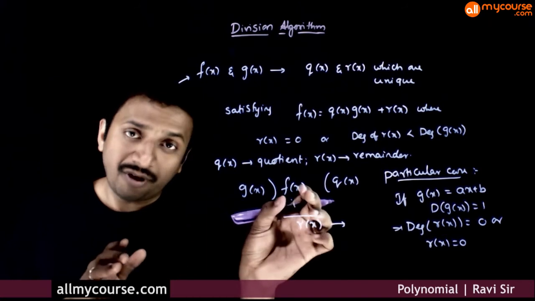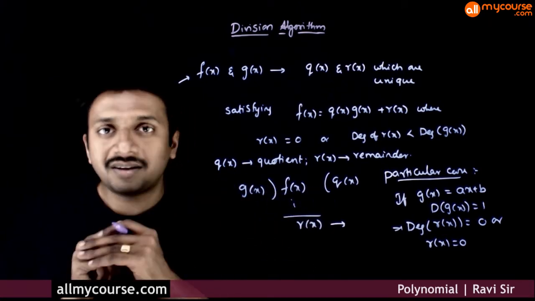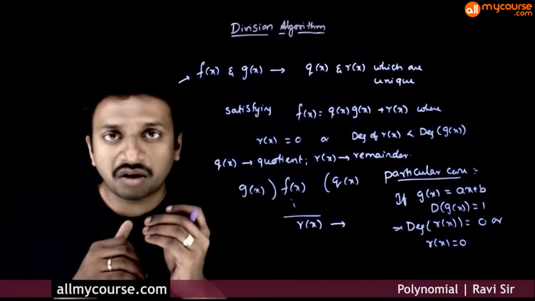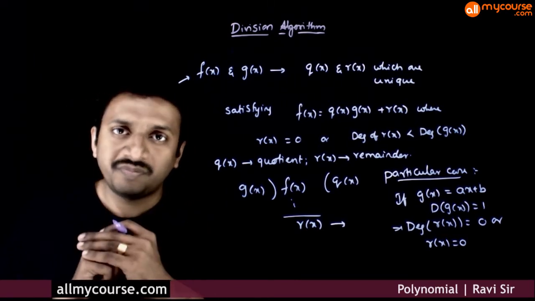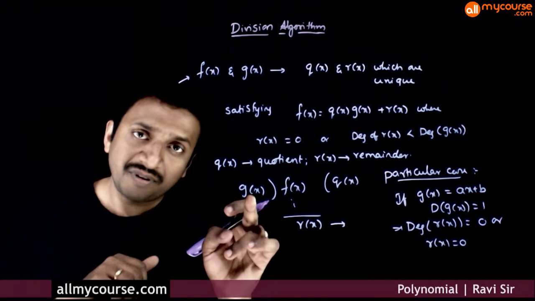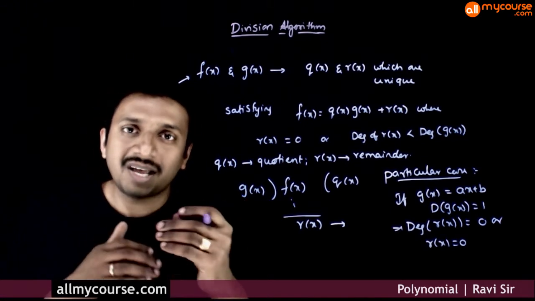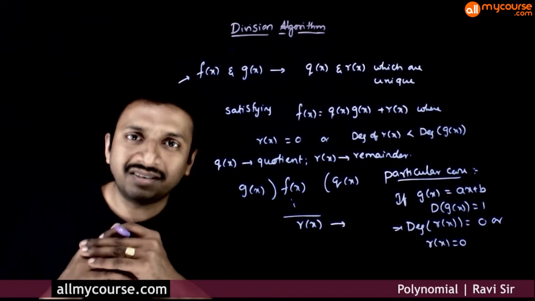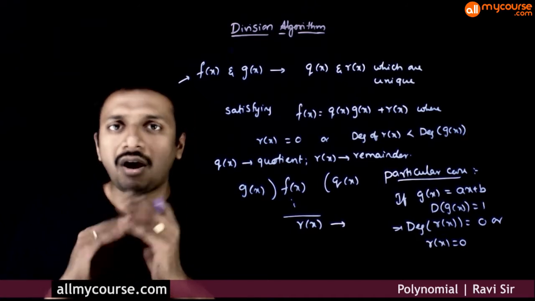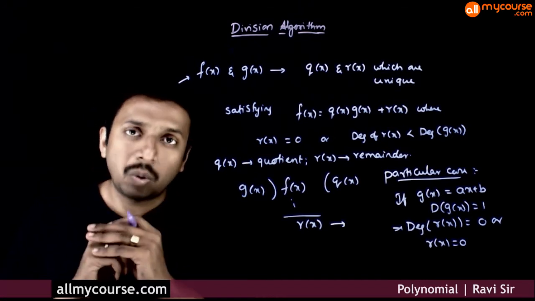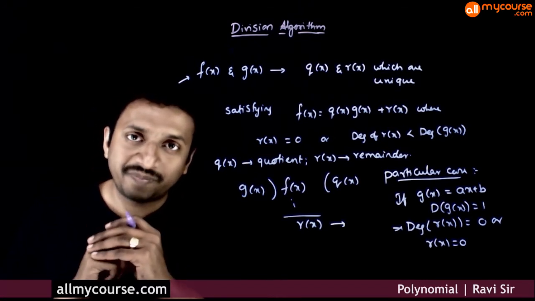If f of x is divided by a quadratic, then the remainder can be a linear or a constant or a 0. You have three options. If the divisor is a cubic, then the remainder can be quadratic, linear, constant or 0. So this is what the division algorithm says.